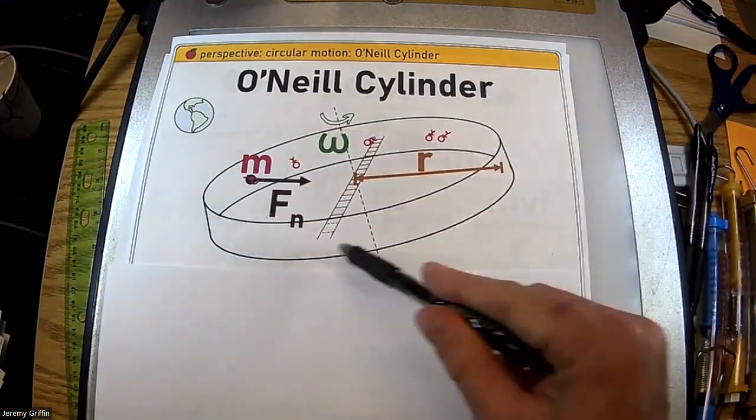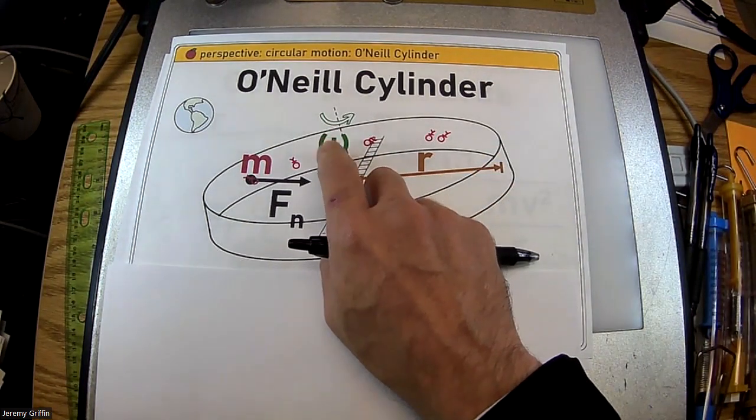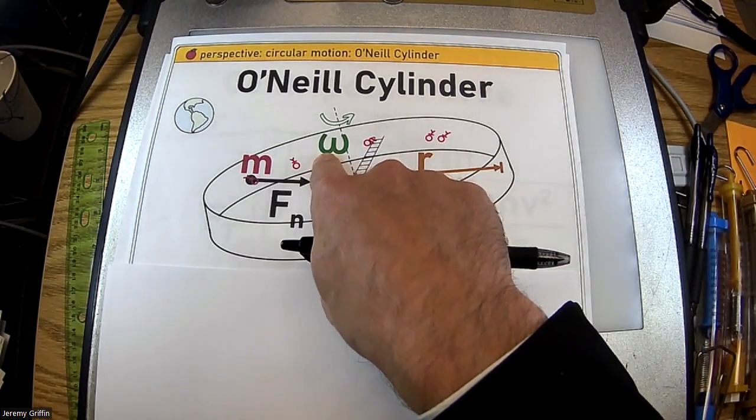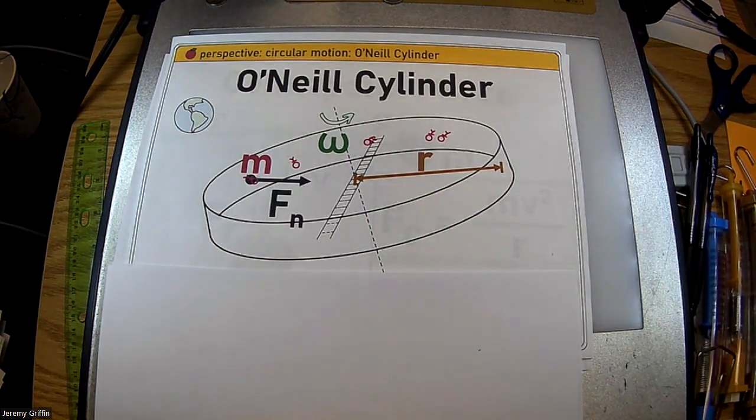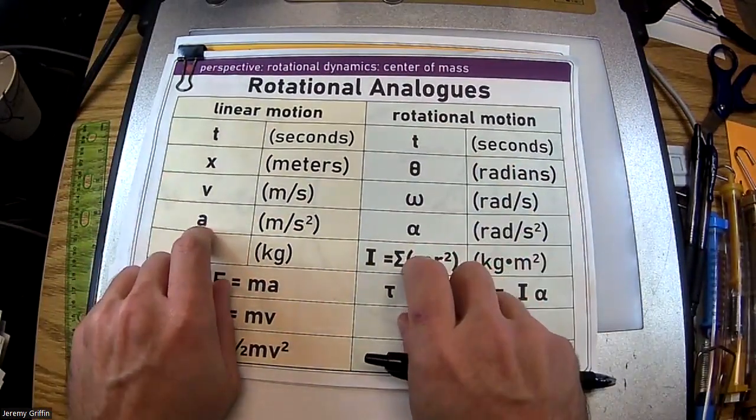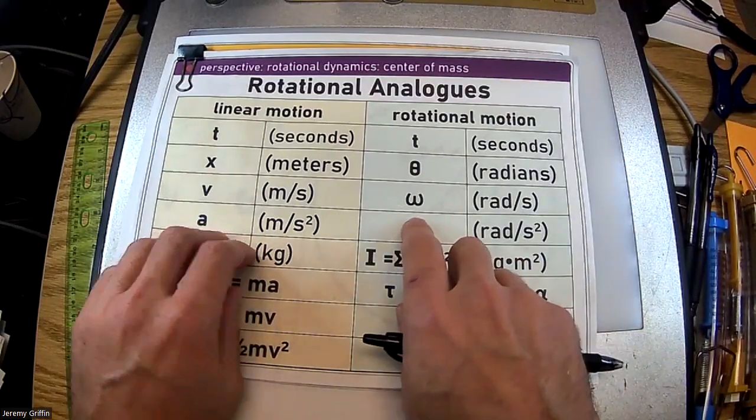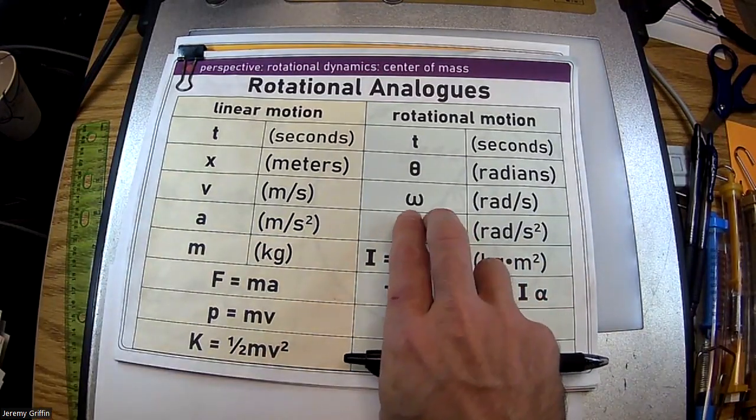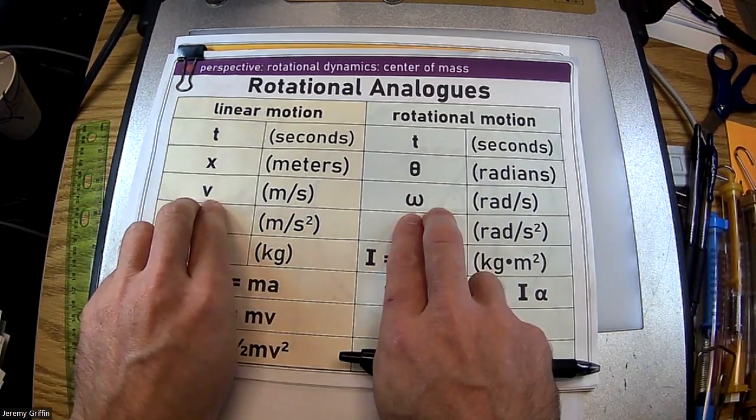But you know what is constant for this whole O'Neill cylinder? Not the linear velocity, but the what? Yeah, the rotational velocity, the angular velocity, the turns per time. We might say revolutions per minute, but we're going to use radians per second as the unit. So let's do a little review from last week: linear stuff, rotational stuff. If you want to figure out how fast you have to spin it, that's an angular velocity question.